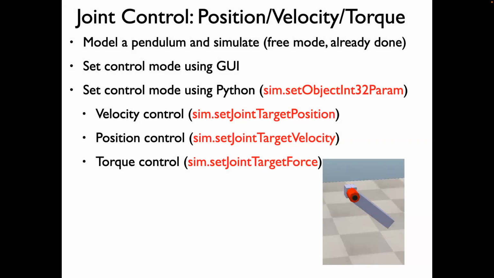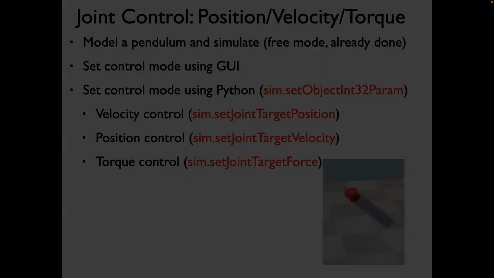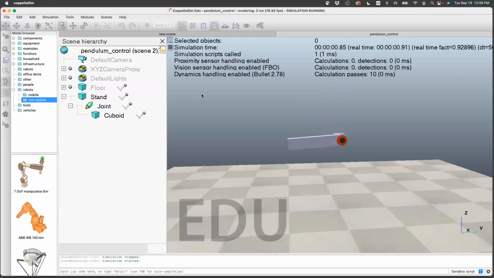The goal of this video is to show you how to do joint control. In particular, we look at position, velocity, and torque control. That file is in the description, but when you play it, you will see that the pendulum is swinging freely.